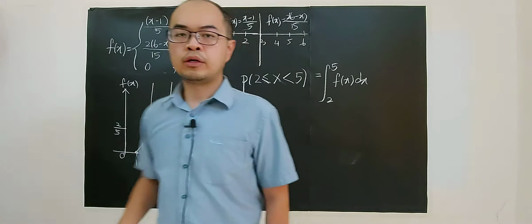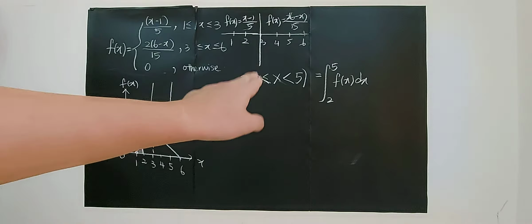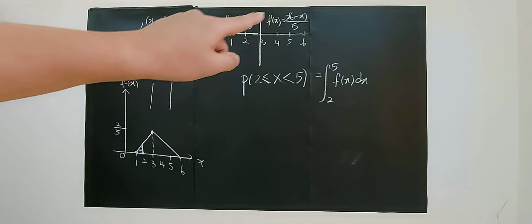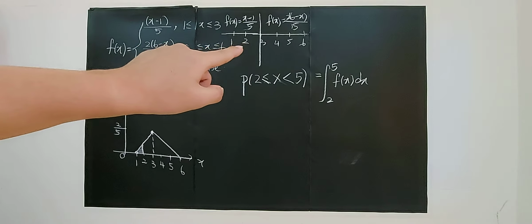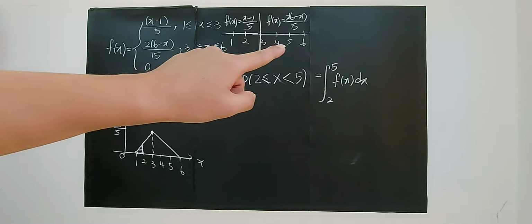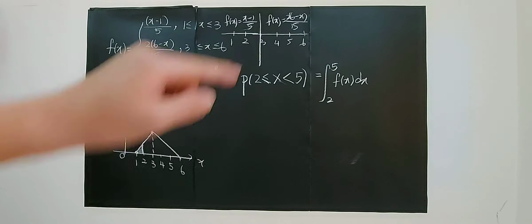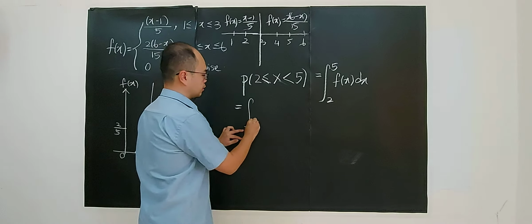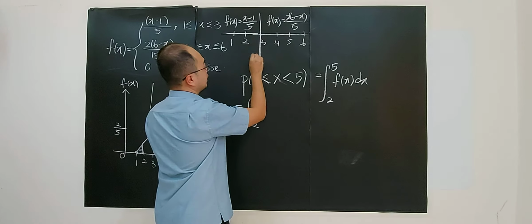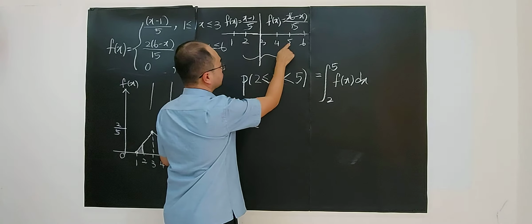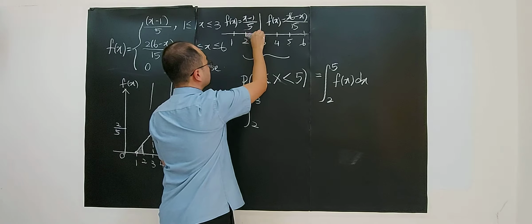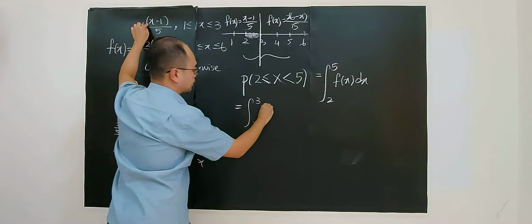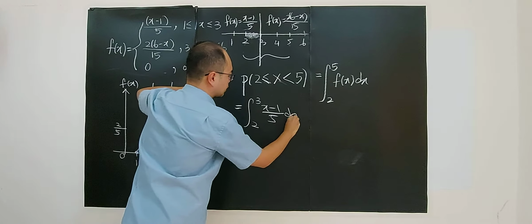But you have to be careful because the interval might be different. From 2 up to 5, you see carefully, there is a change of function. So from 2 up to 5, you must see that it goes from 2 to 3, and 3 to 5. So I have to rewrite this as two different functions. From 2 up to 3, this region here, the function is (x minus 1) over 5 dx.